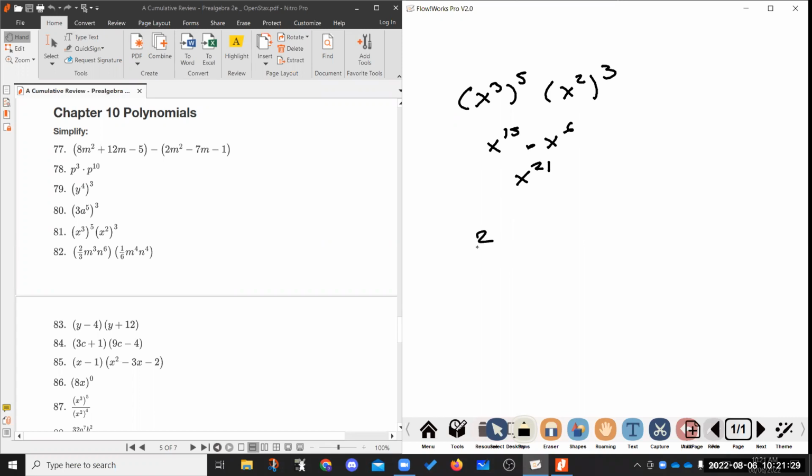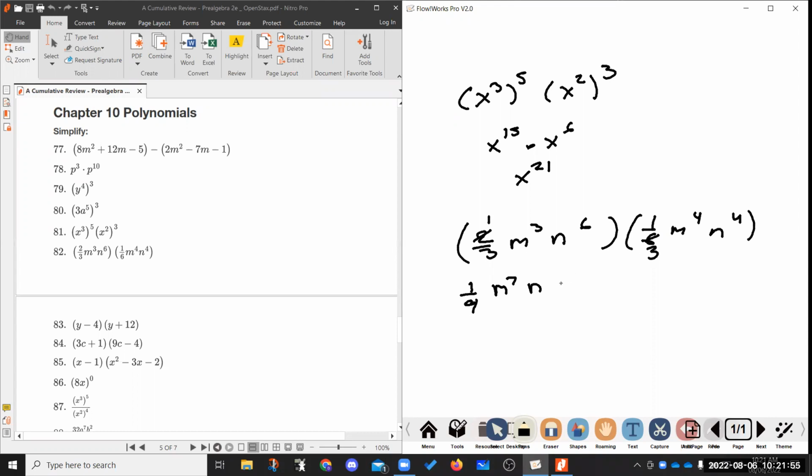For number 82, we have 2/3 m to the third n to the 6th times 1/6 m to the fourth n to the fourth. The 2 goes into the 6 3 times. 1/3 times 1/3 is going to be 1/9. M to the 3 plus 4 is 7, and n to the 6 plus 4 is 10. So 1/9 m to the 7th, n to the 10th.